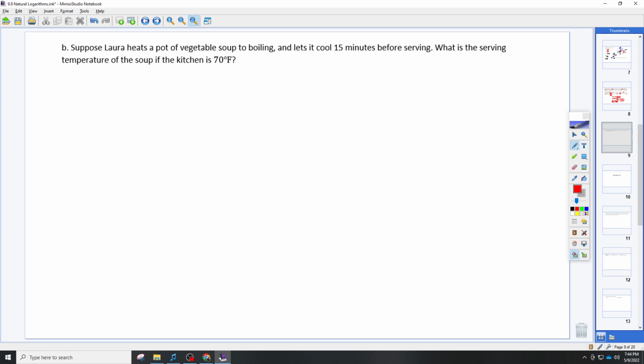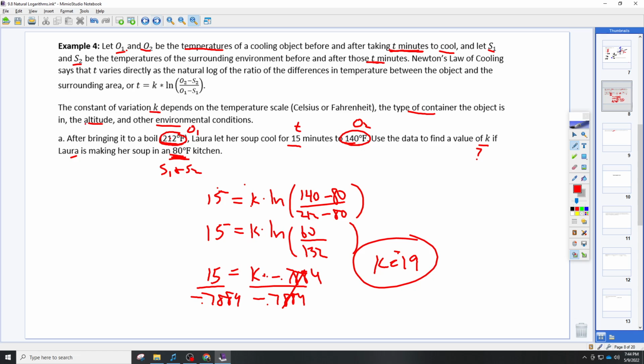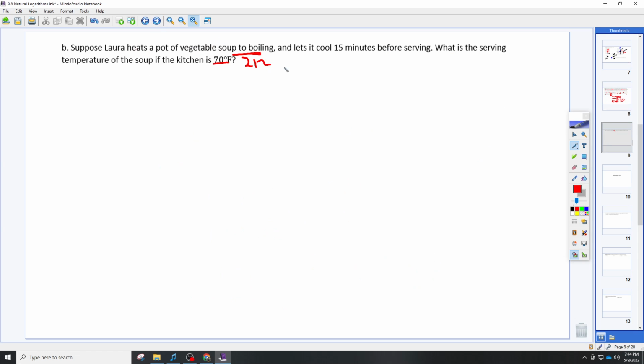Suppose Laura heats a pot of vegetable soup to boiling and lets it cool 15 minutes before serving. Is that what we had last time? Yep. What is the serving temperature of the soup if the kitchen is 70 degrees Fahrenheit? So we have a couple things changing, I think. Laura heats a pot of vegetable soup to boiling. So we're starting at boiling temperature. That doesn't change. Still 212. That's a cool 15 minutes. That doesn't change, does it? Still 15. That's T.